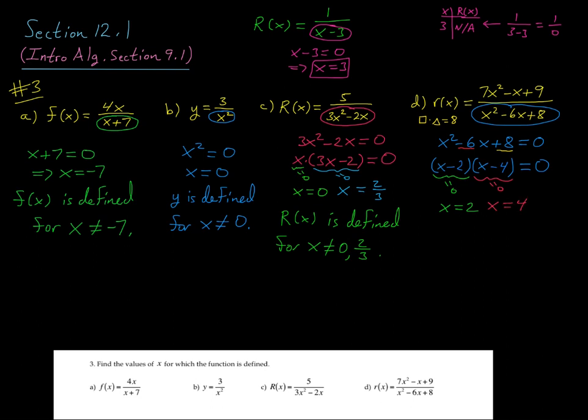Okay, so again, to summarize, we would say that our function little r of x is defined when we stay away from these two numbers. So when x is not equal to either 2 or 4. All right, great. Well, that's going to do it for this problem. I'll see you in problem 4 next.